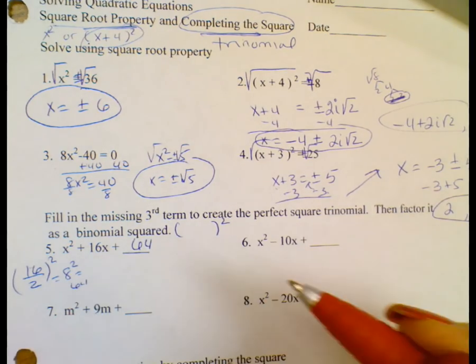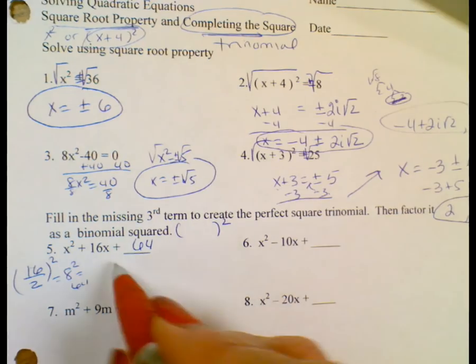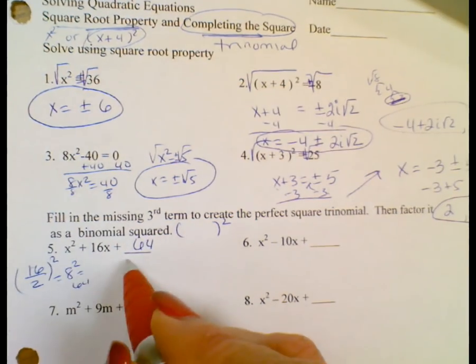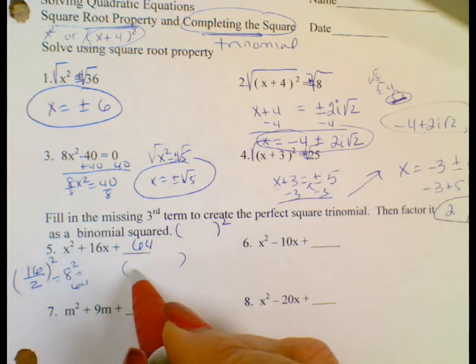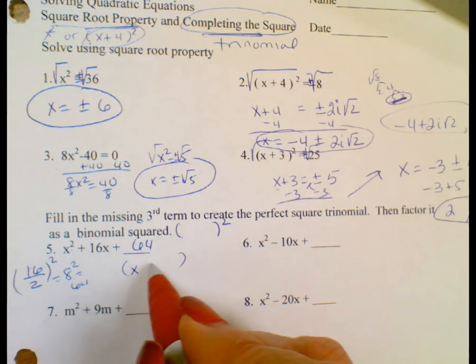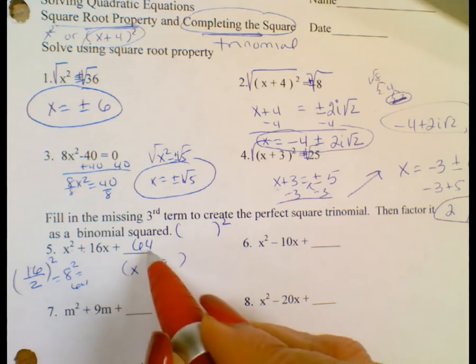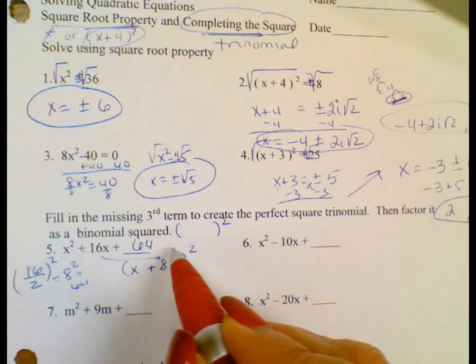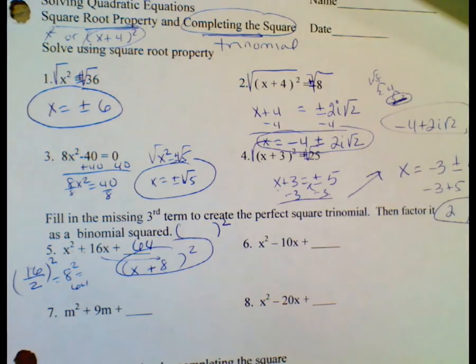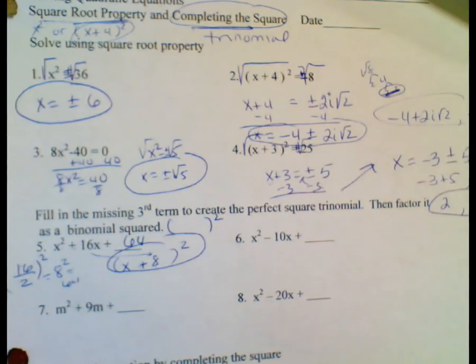That's the perfect trinomial. Now, we're going to factor this trinomial as square root of x is x, square root of 64 is 8, and it's positive because it's a positive middle term. And another way to get to 8 is take half of 16. But no matter what, put a square on the outside, and that's called a binomial squared.